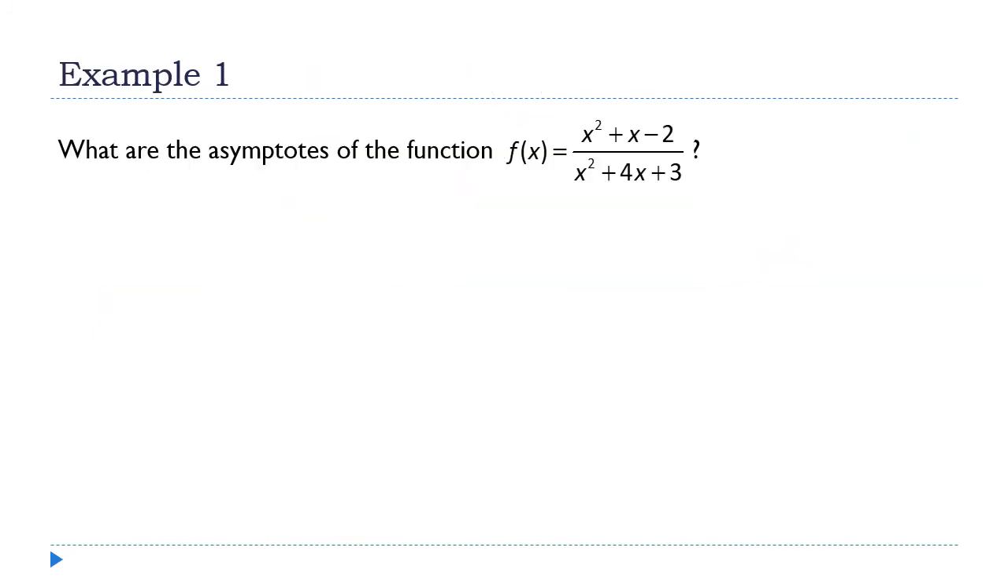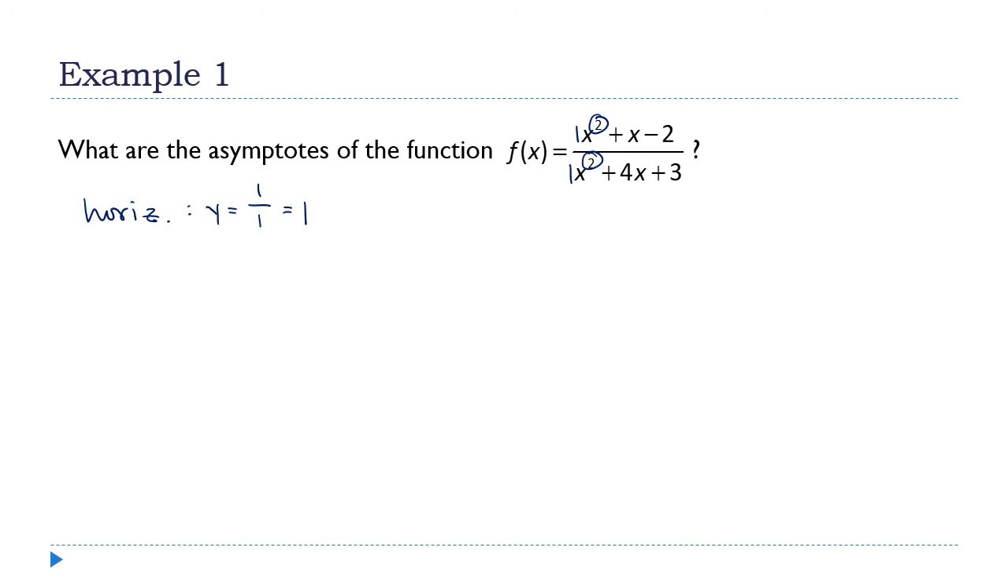So let's look at some examples. All right? I want to know, what are the asymptotes of this function? Okay, the horizontal ones are usually the easiest. The degree of the numerator is 2. The degree of the denominator is 2. They're the same. So my horizontal asymptote is going to be y equals the leading coefficient of the numerator, that's 1, and the leading coefficient of the denominator, that's also 1. So this function has a horizontal asymptote at y equals 1.